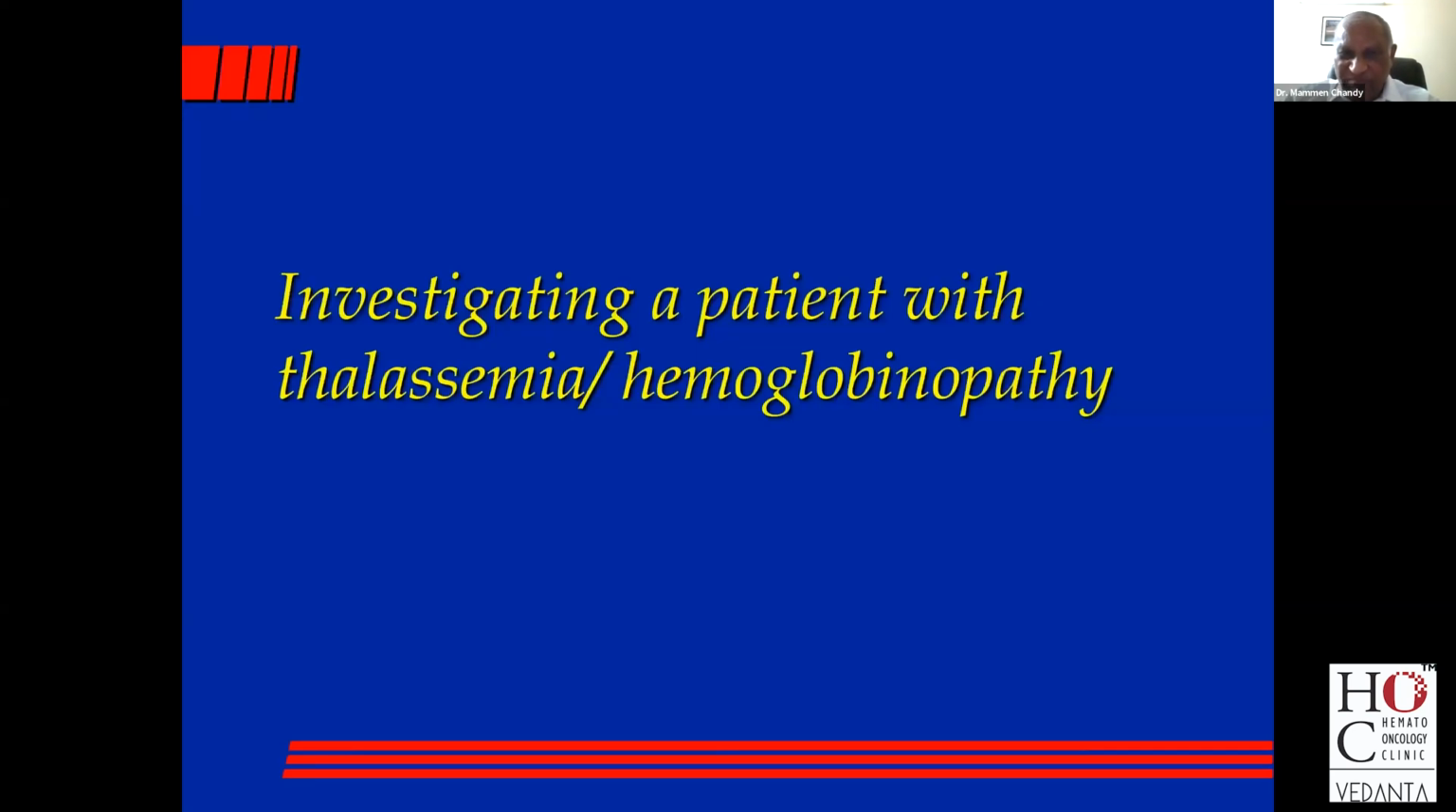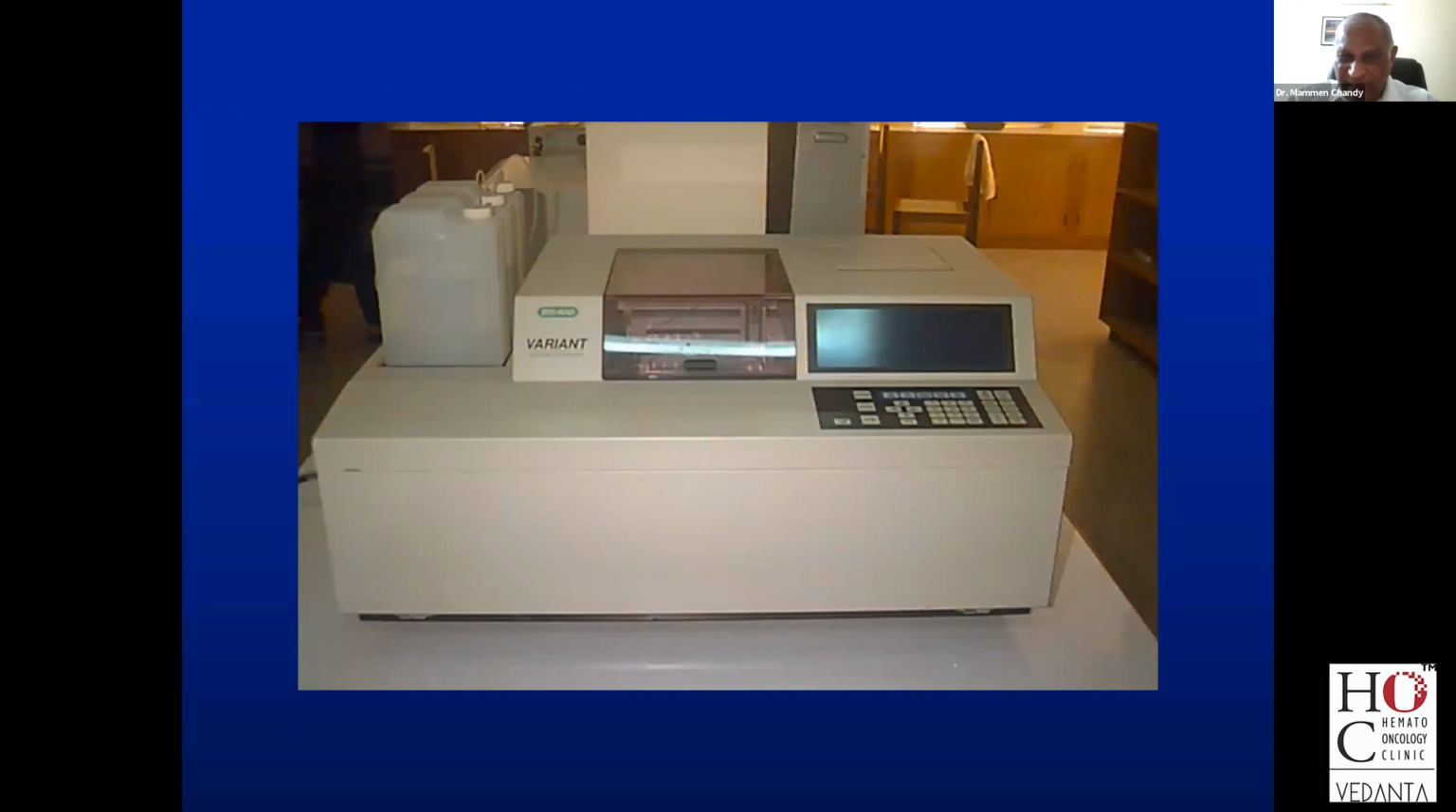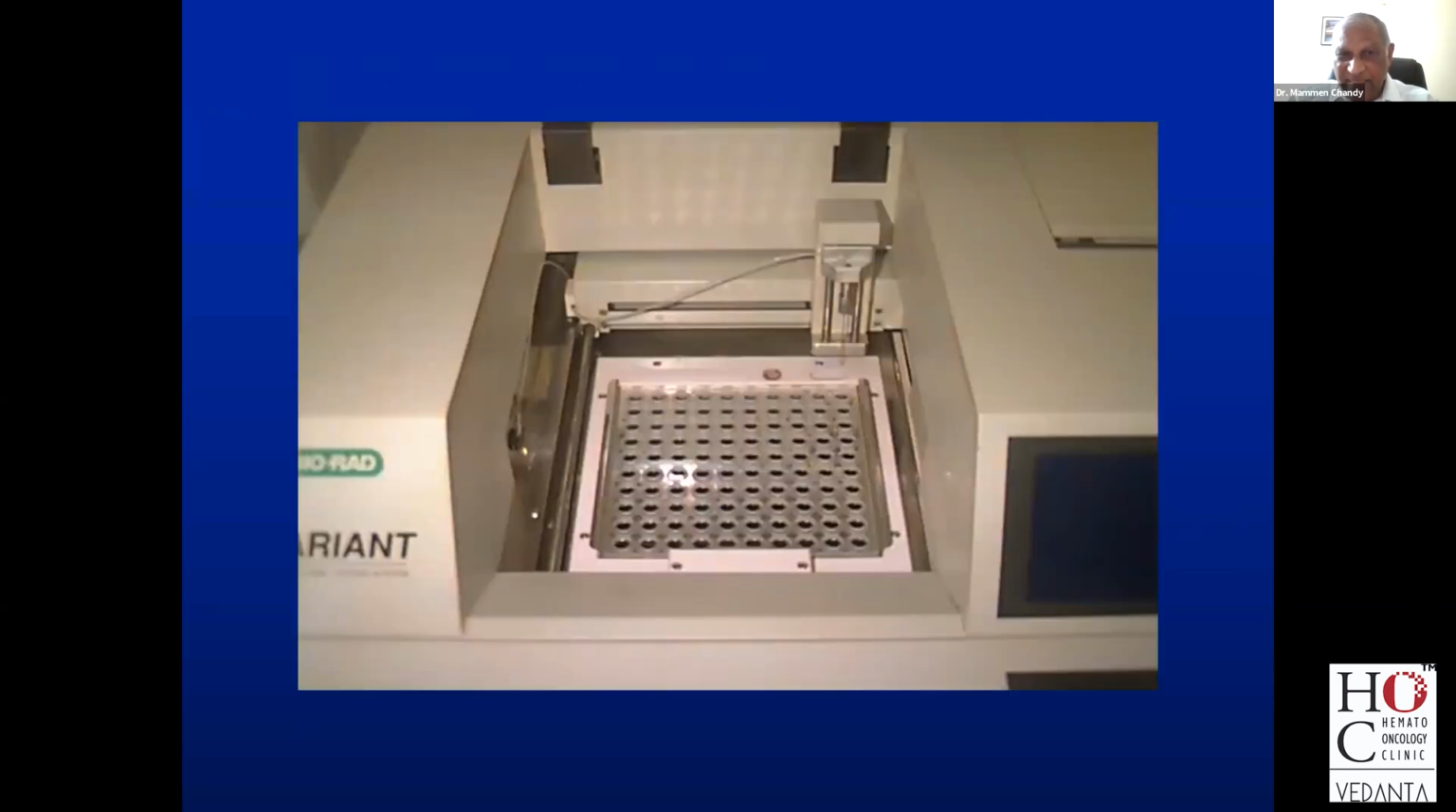So this is about investigating a patient with thalassemia or a hemoglobinopathy. These are the tests that you can do, a sickle prep, a solubility test. Very quickly you can diagnose sickle, you can do an electrophoresis. Today we hardly ever do electrophoresis. We end up doing a HPLC. This is the variant. It's an automated system.